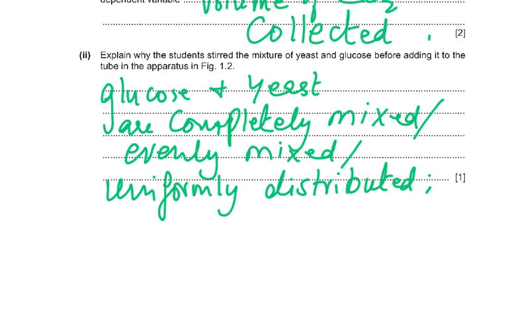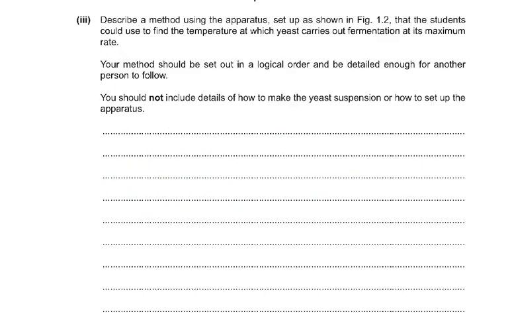So any of these wordings would have been correct: completely mixed, evenly mixed, uniformly distributed, and this would get you your 1 mark. Then coming to part 3 of the question, describe a method using the apparatus setup as shown in figure 1.2 that the students would use to find the temperature at which yeast carries out fermentation at its maximum rate. So in a way, it's finding out the optimum temperature.